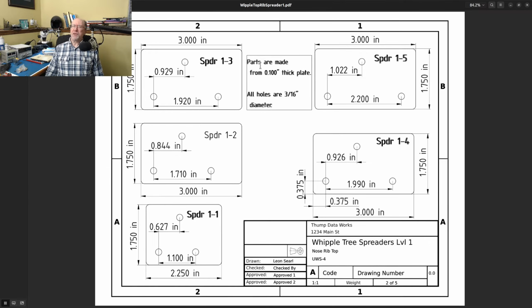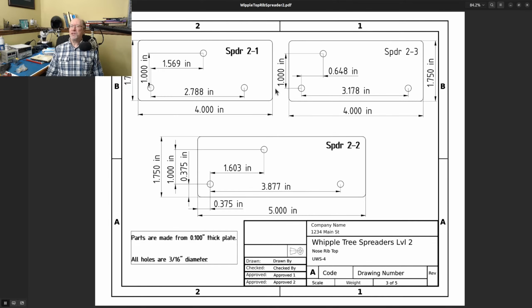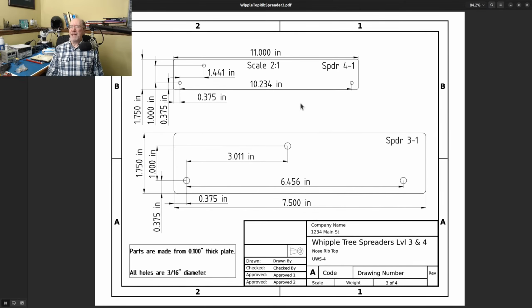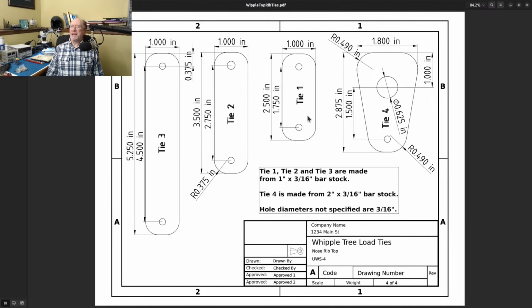So here's all the load spreaders for tier 1. And again, you can see those distances I came up with before. So this hole here is going to be 0. And then I calculate the X distance to the top load hole and the distance to the aft load hole. And so I did that for all of these. So here's the tier 2 spreaders. There's only 3 of those. And this is tier 3 and tier 4 together, and tier 4 is only at half scale. And then these are the various ties that I have. So I'm going to have a whole bunch of these tie 1s, and then one tie 2, one tie 3, and one tie 4. So I'll print these out and take them out to the shop, and we'll start fabricating.